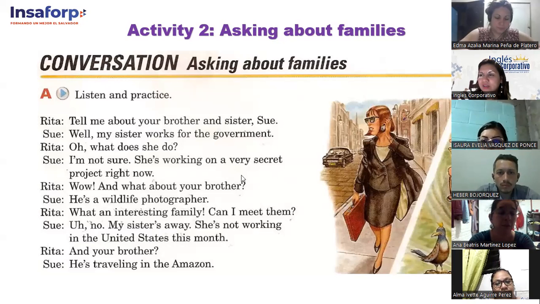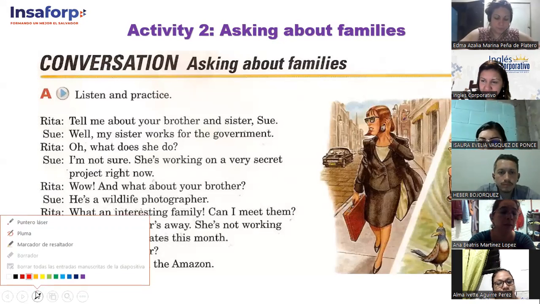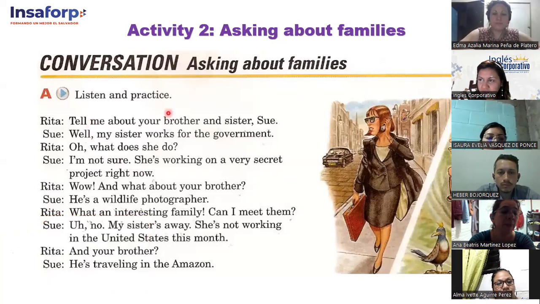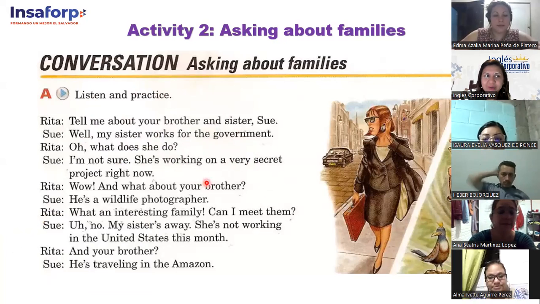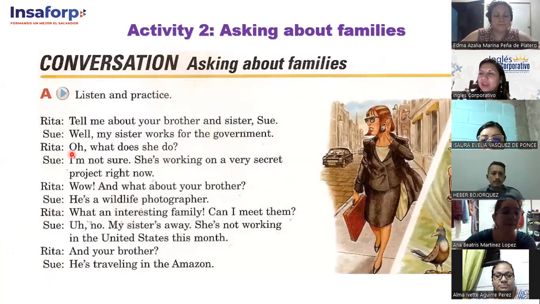So as you notice in the conversation, I don't know if you can see the pointer. Can you see it? No sé si lo pueden ver. Yes, teacher. Okay. A red point. You can see. Okay, over here, we have some questions.